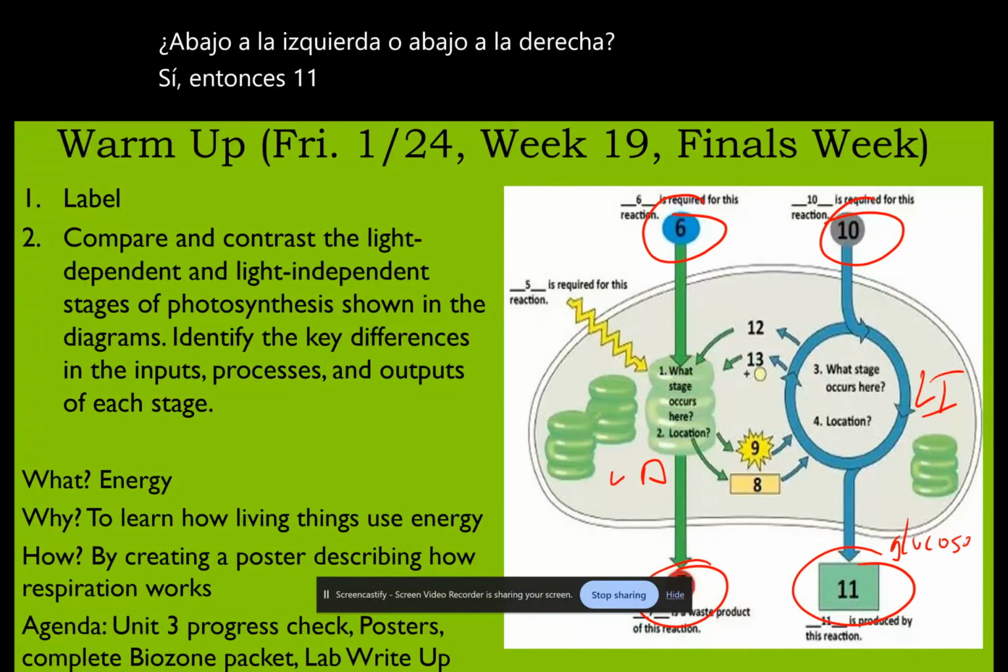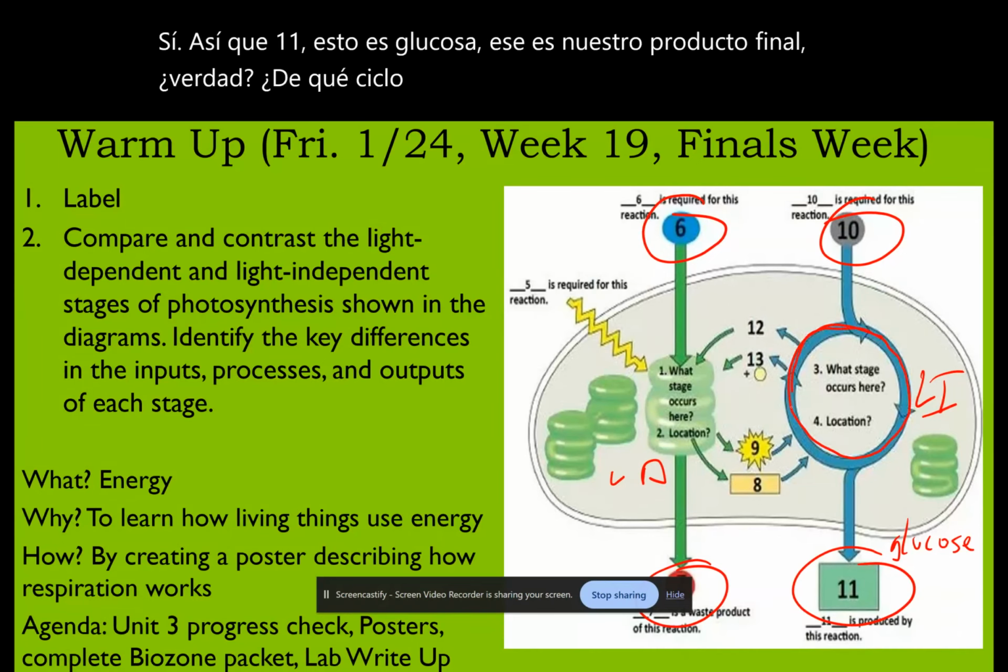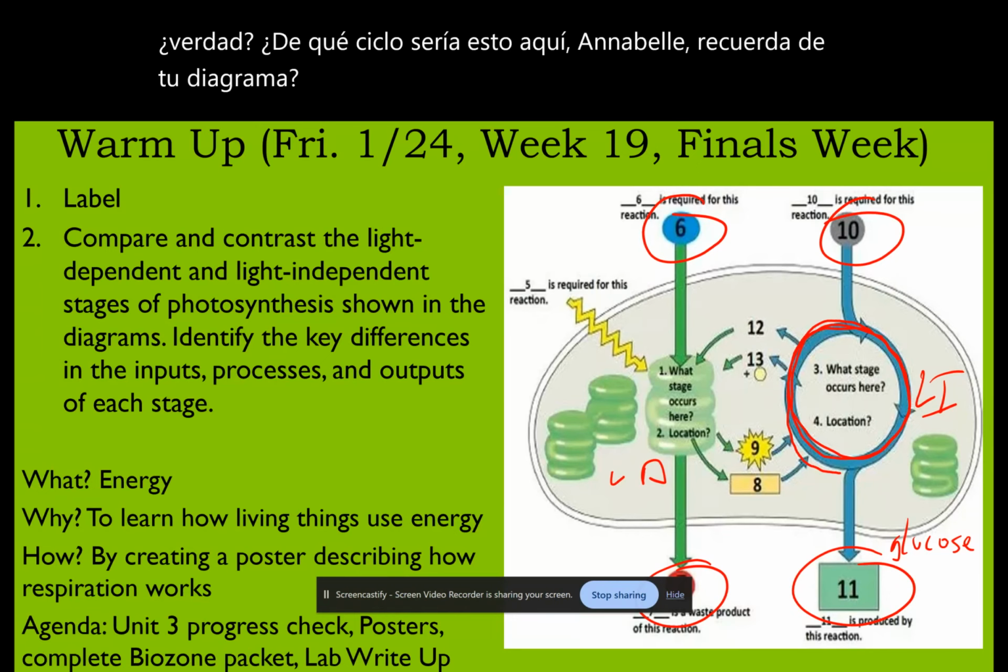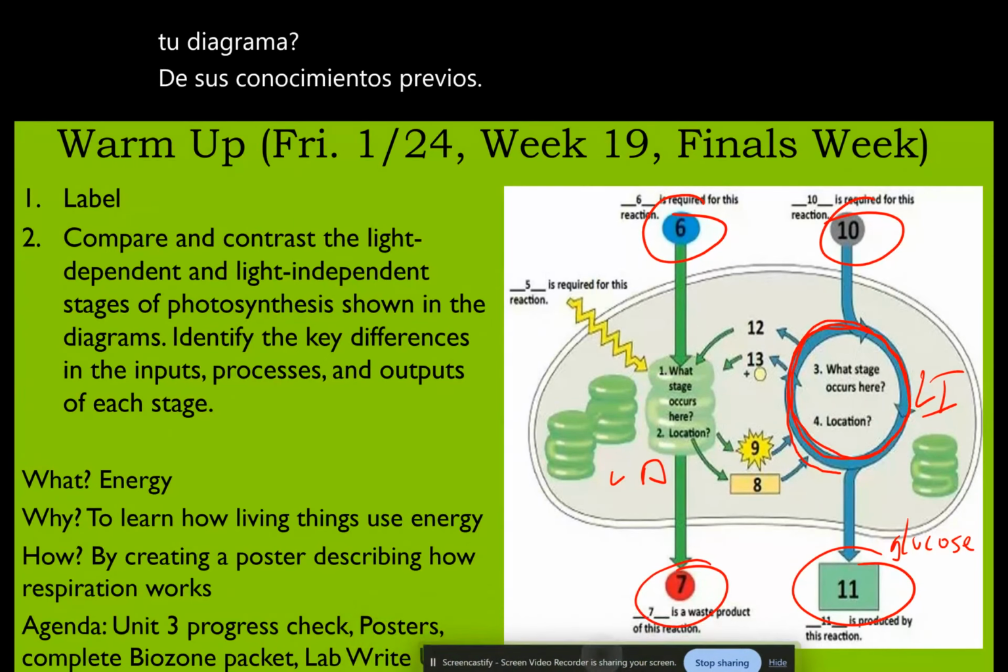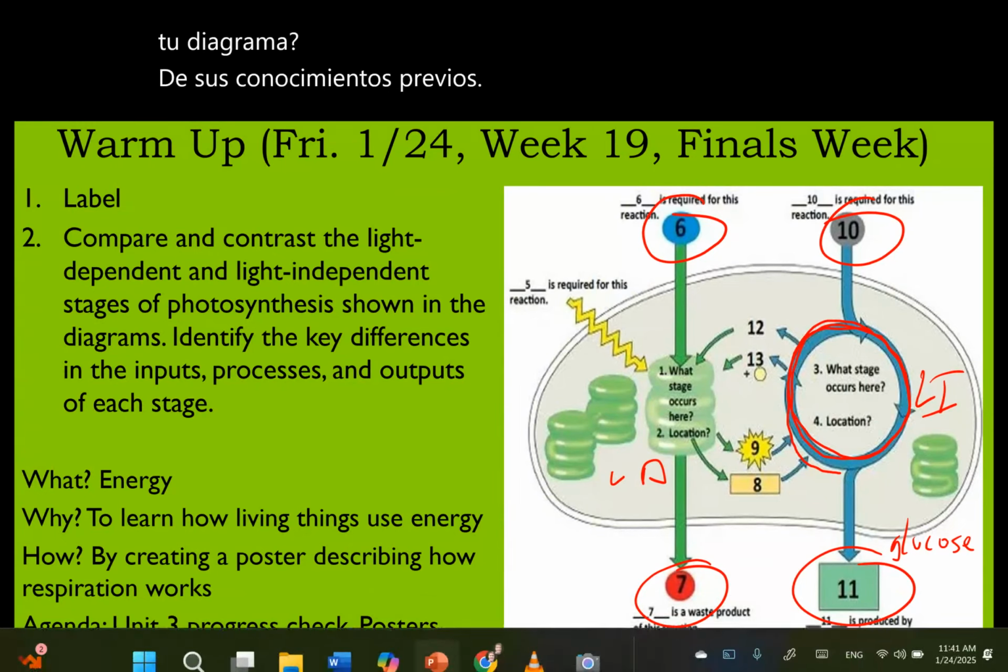And that's our end product, right? From what cycle would this be here, Annabelle? Remember from your diagram? Or from your prior knowledge? Yeah, so that's our Calvin cycle.